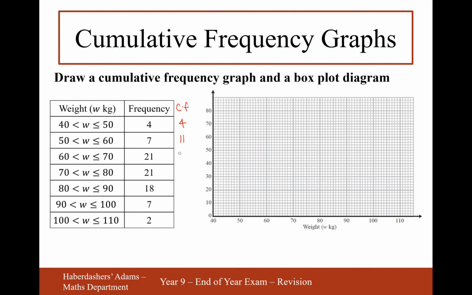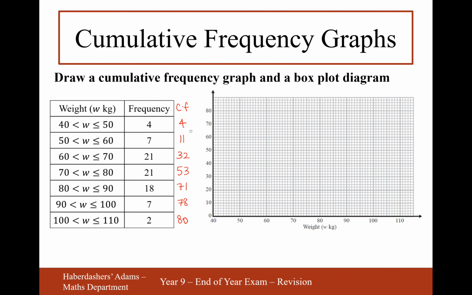Add on the next number, which is 21, and we get 32. Add on the next number and we get 53. Add on the next number and we get 71. Add on the next number and we get 78. And add on the next number we get 80. So a nice round number there.